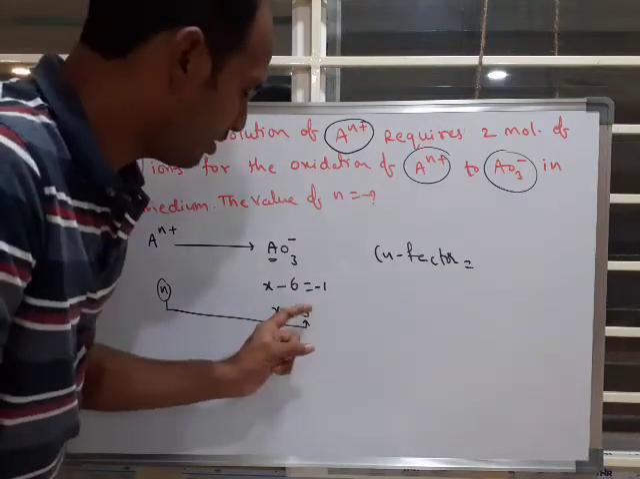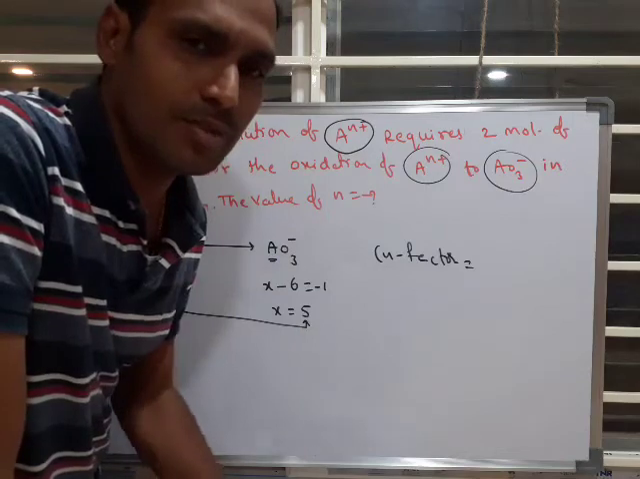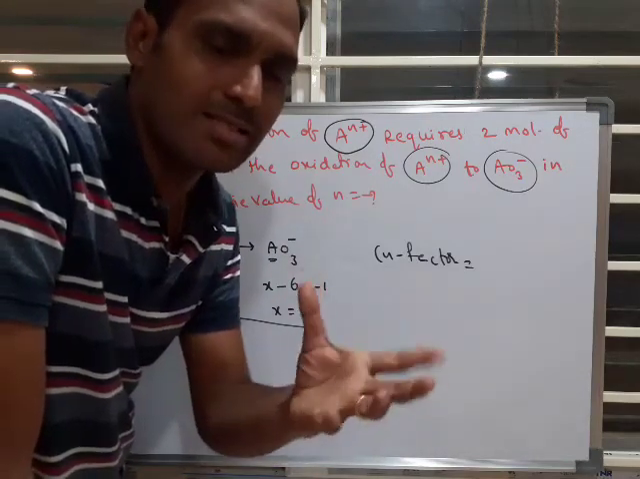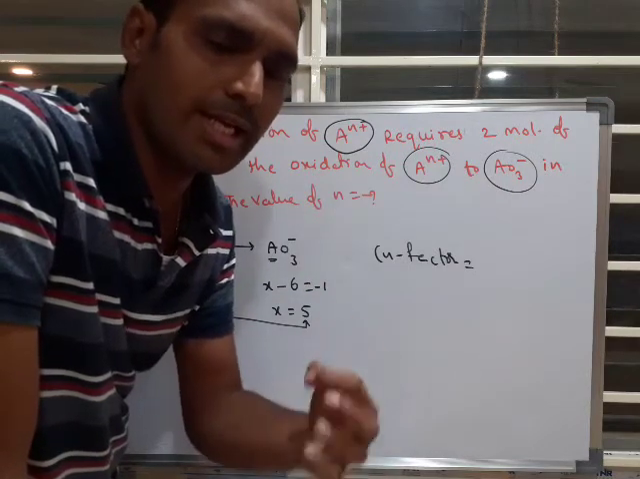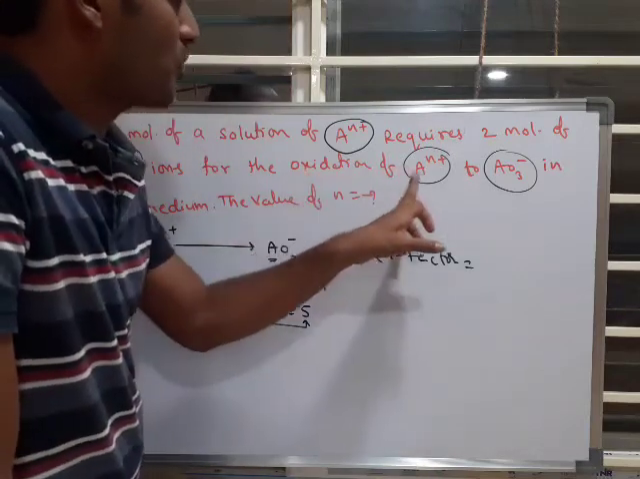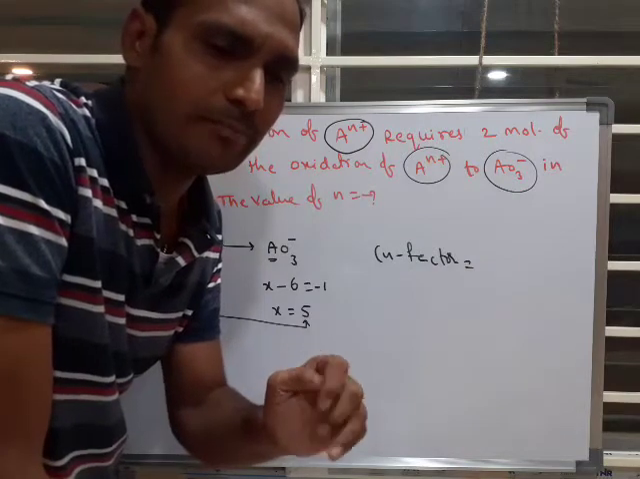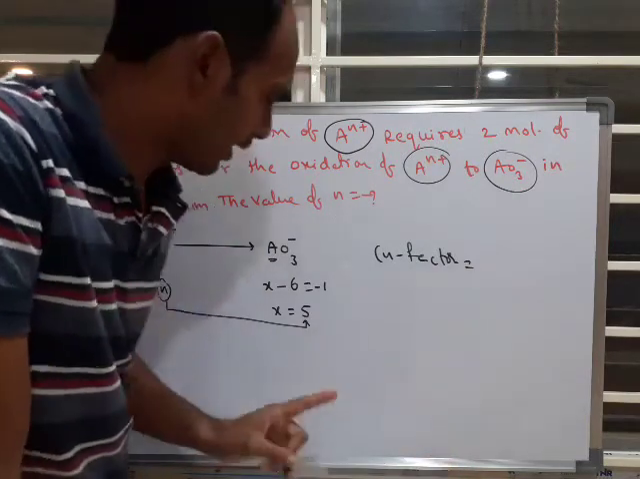So n becomes 5. Is it increased or decreased? We don't know the exact value of n, but we can guess it is increased or decreased. Simply we can say it is increased, because it is given that A plus goes to AO3 minus. So what is the meaning? Its oxidation number increases.